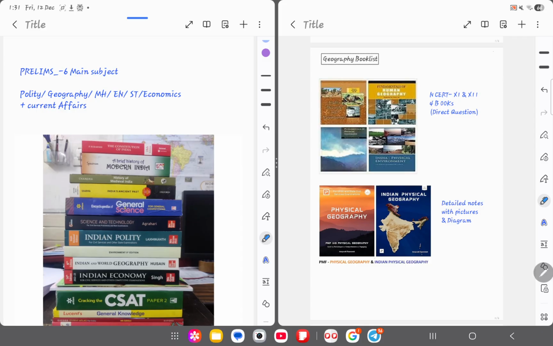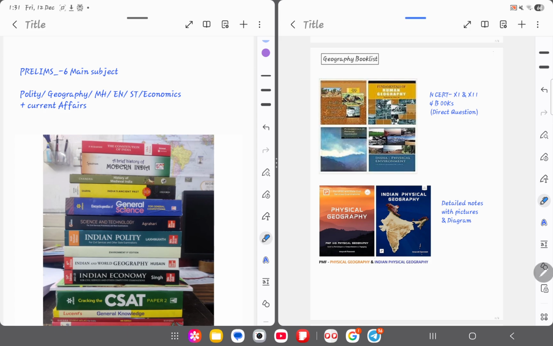So here is the geography book list. First, in geography, there are two NCERTs in class 11th and two NCERTs in class 12th. So you have to focus on these four NCERTs. The best part of these four books is that direct questions came from them. If you see the previous year questions, mainly questions came from these four books directly.